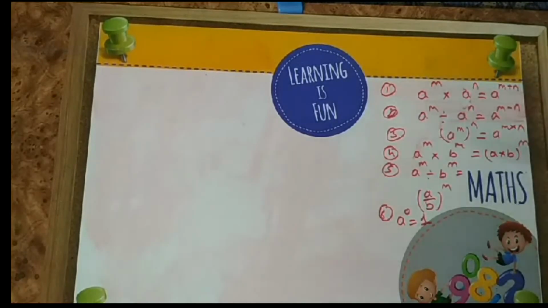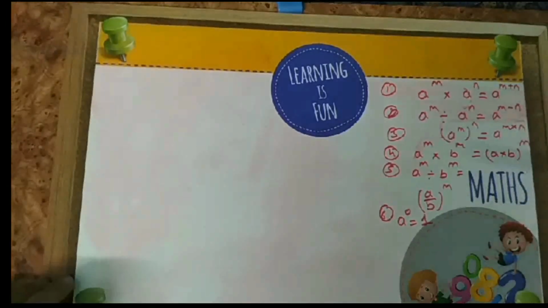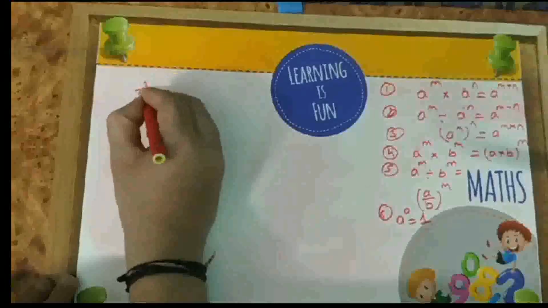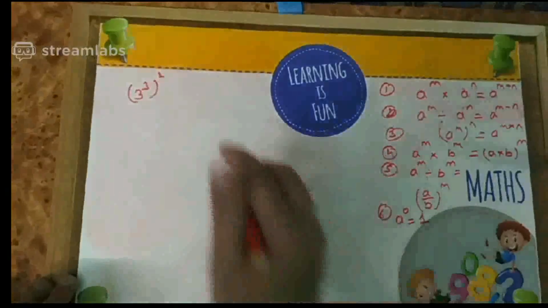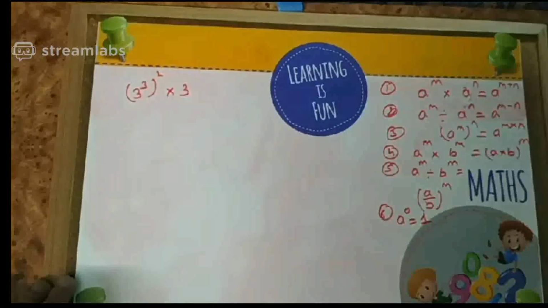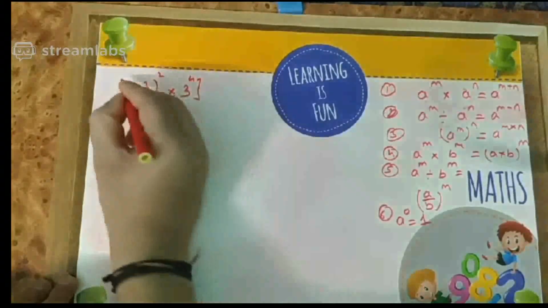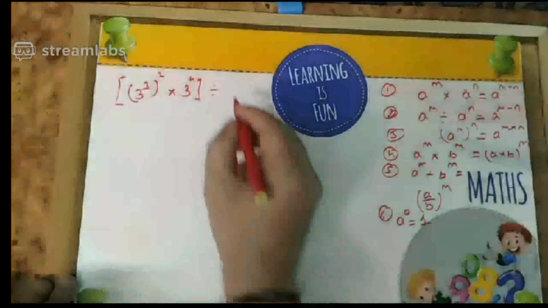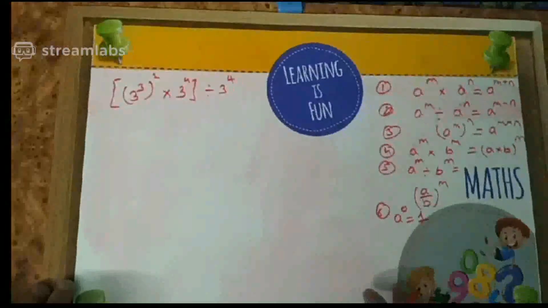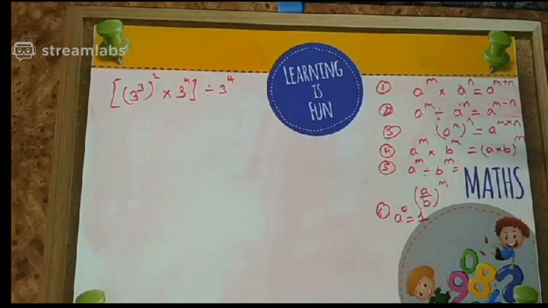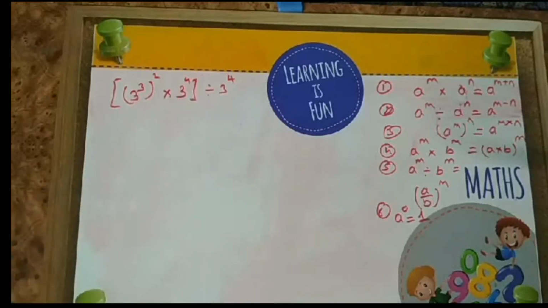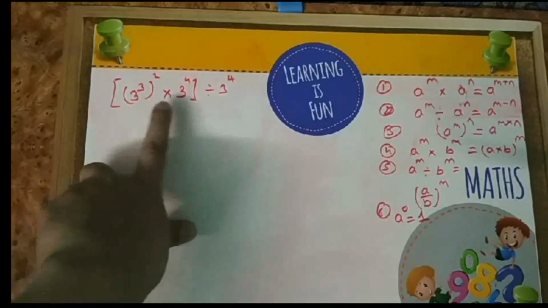So let's evaluate. The question is (3 power 3) whole power 2, multiplied by 3 power 4, divided by 3 power 4. We can see that power of power is there, but there is one common thing: the base is the same in each and every one. The base is 3, but the powers are different.